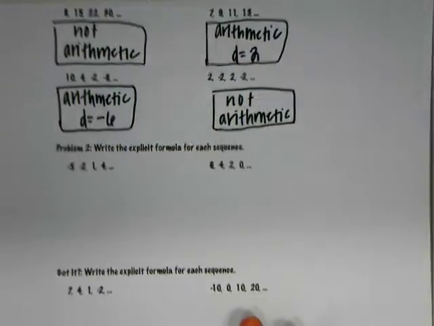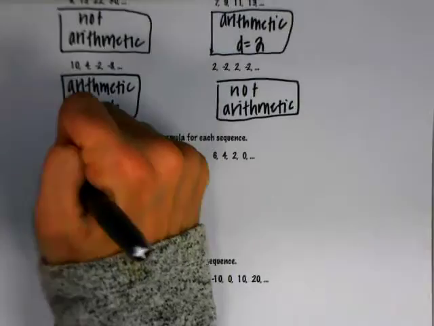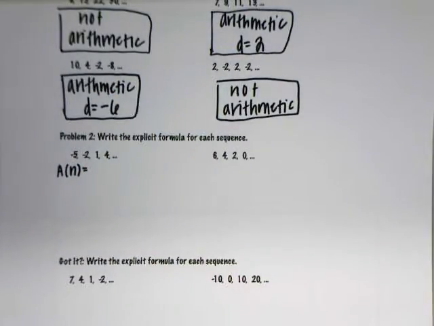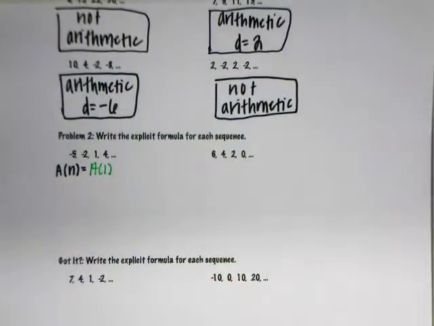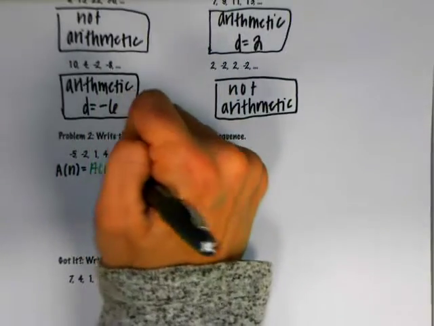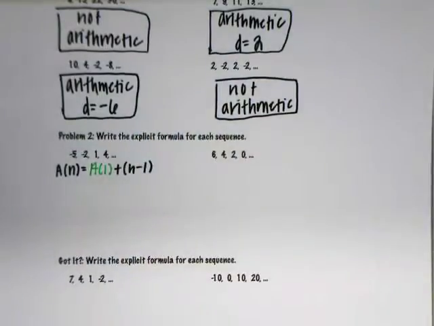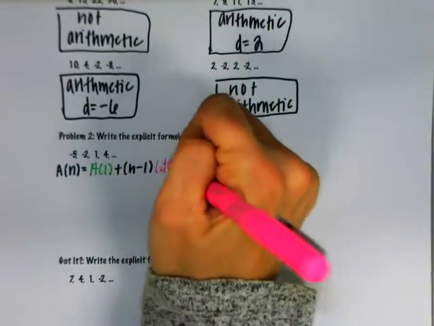So our formula is A of n equals A of 1, you're going to plug in something for, that's your first term, plus n minus 1 times d, which is your common difference.